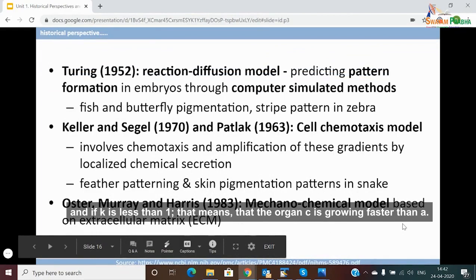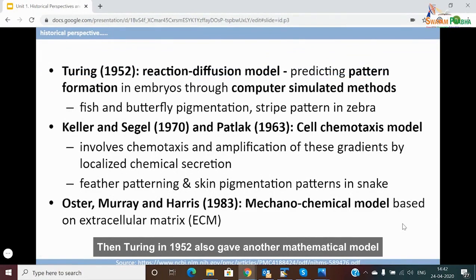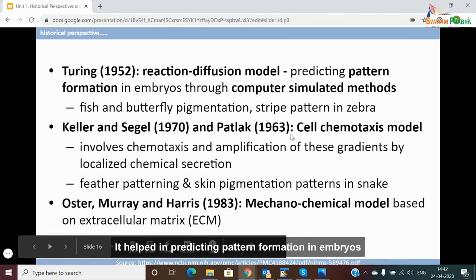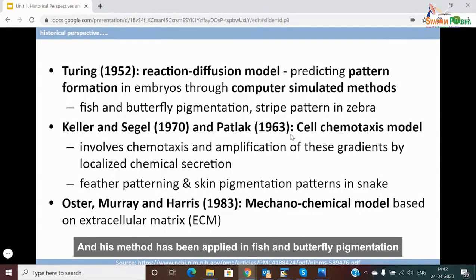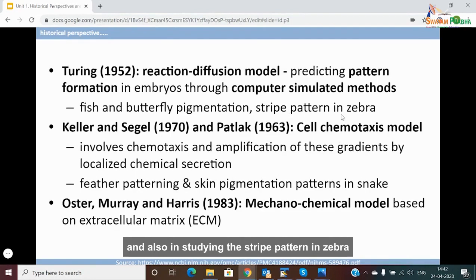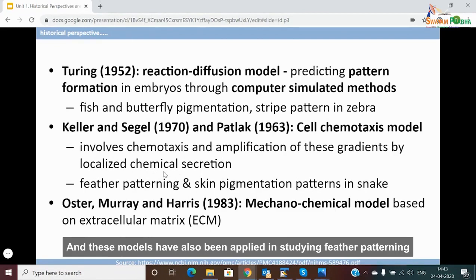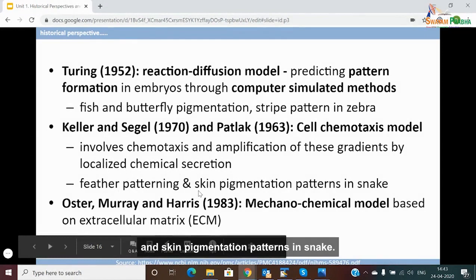Then Turing in 1952 also gave another mathematical model known as the reaction diffusion model. It helped in predicting pattern formation in embryos through computer simulated models. And his method has been applied in fish and butterfly pigmentation and also in studying the stripe pattern in zebra by various other researchers. Similar mathematical models like cell chemotaxis models were given by Keller and Siegel in 1970 and Patlak in 1963. They involve chemotaxis and amplification of these gradients by localized chemical signaling. And these models have also been applied in studying feather patterning and skin pigmentation patterns in snake.